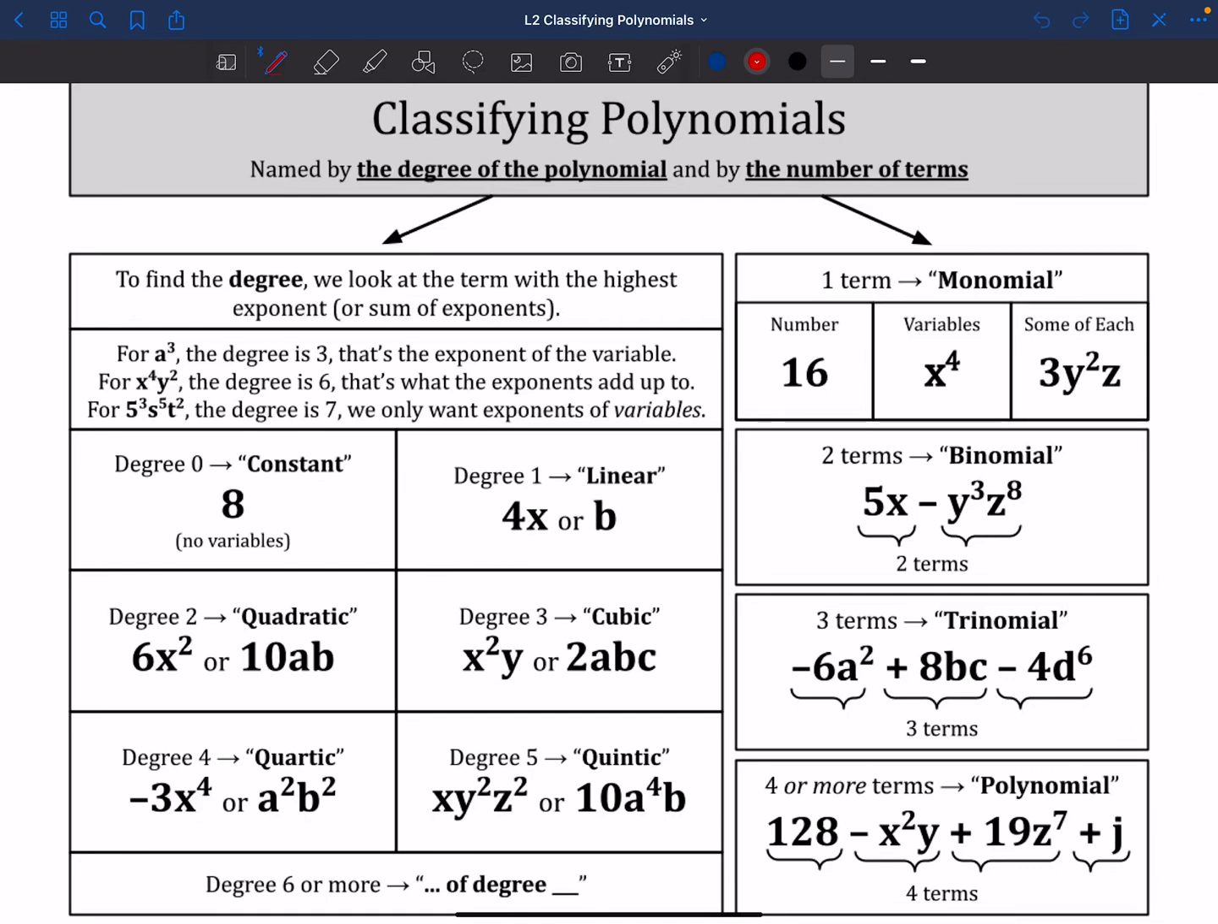Hello. So what we're going to do today is talk about how to classify these things called polynomials that we were working on in the last lesson. We know how to add and subtract them, right? It's just like fancy combining like terms. But sometimes it's helpful to know how to name these things that you're talking about. The way that we do that is we name them by the degree of the polynomial and also by how many terms it has.